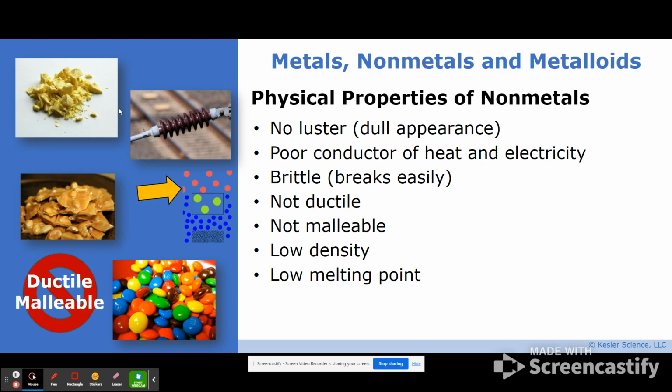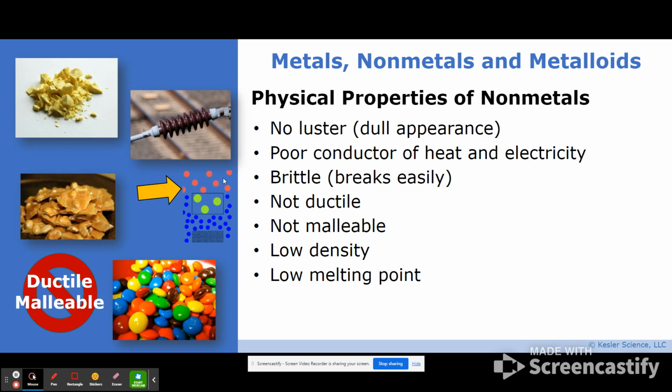It's brittle. It breaks easy. So sulfur, it just breaks apart easily. Kind of like chalk, breaks easy. Peanut brittle, breaks easy. But this is not a nonmetal. It's a food. Just an example. It's not ductile. You cannot pull it into wires. Nonmalleable. You can't roll it into sheets.